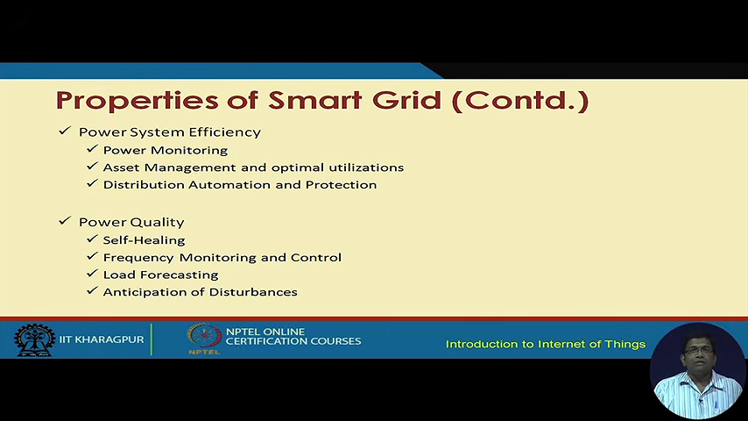Other properties include power system efficiency. So, including power monitoring, it is possible to monitor the power in real time at all times. Asset management and optimal utilization is possible in the smart grid context. Distributed automation and protection. So, everything is possible in the case of smart grid, making the overall power system efficient. In terms of power quality, self-healing behavior is exhibited by smart grid.